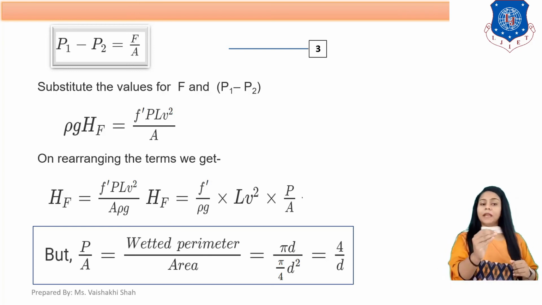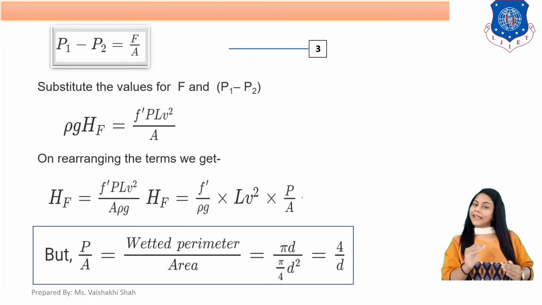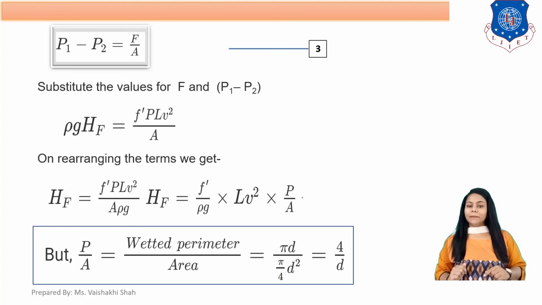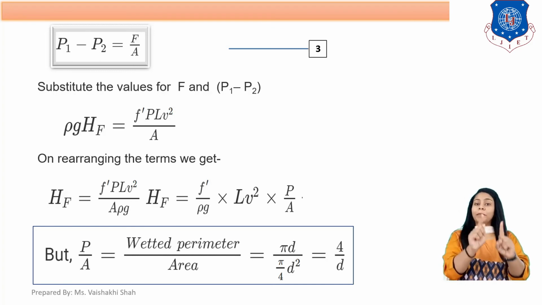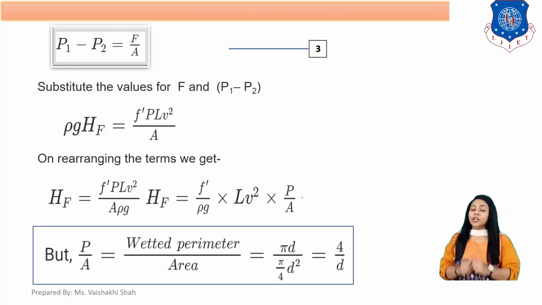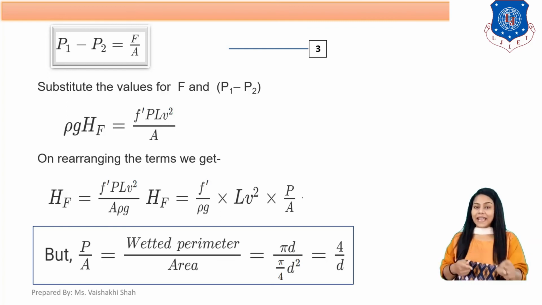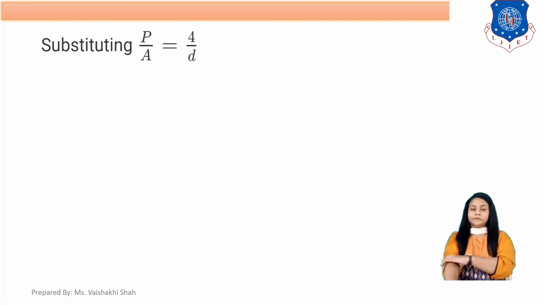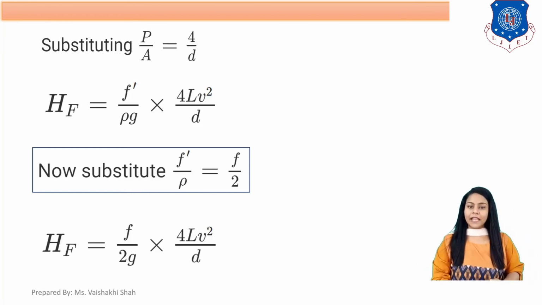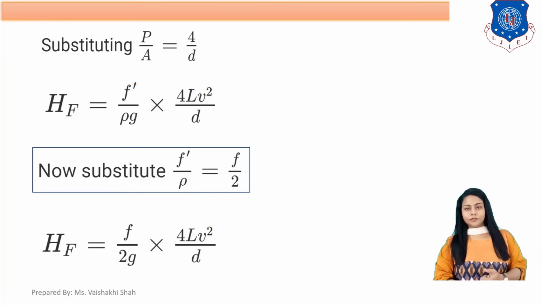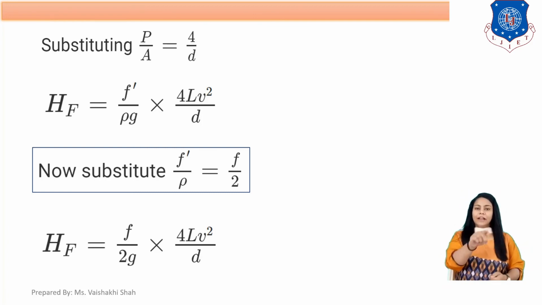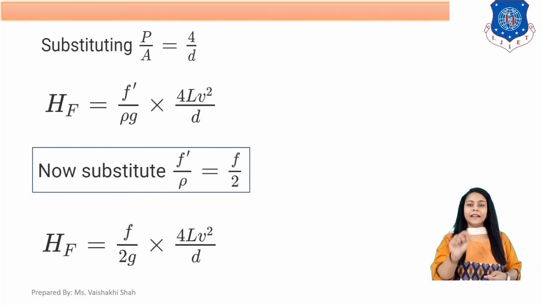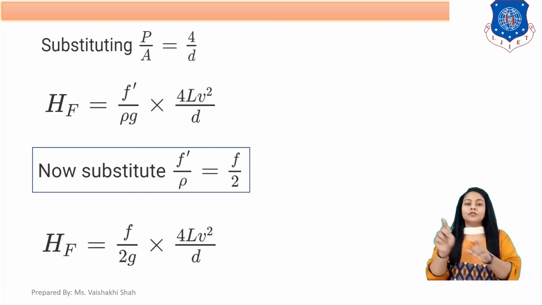If you are considering P by A, then P is perimeter and A is area. The perimeter of a circular pipe is pi into D and the area of the pipe is pi by 4 D square. So your P by A becomes 4 by D. So you can replace P by A equals 4 by D in the next equation. Substituting P by A equals 4 by D, your equation becomes HF equals F dash by rho g into 4 L V square by D.